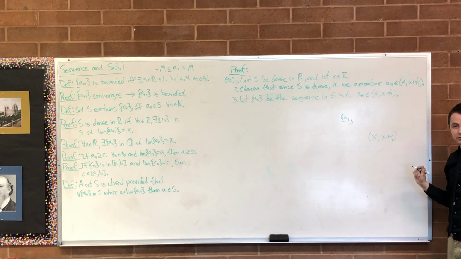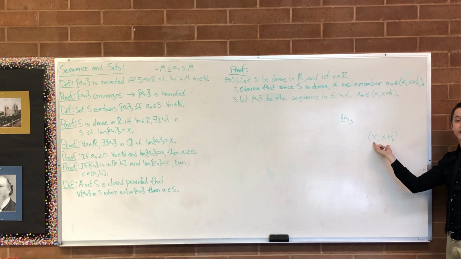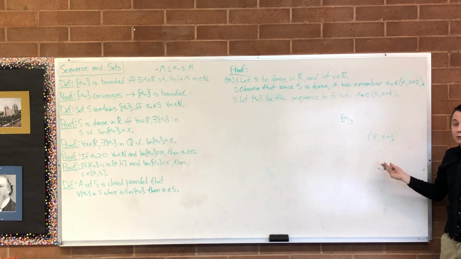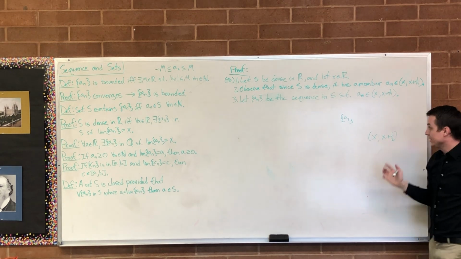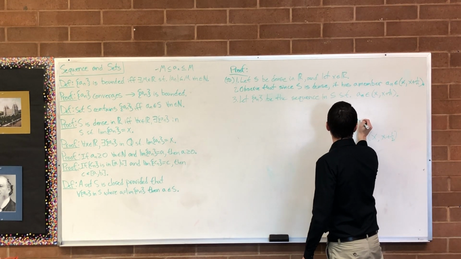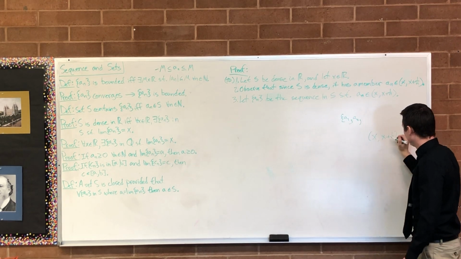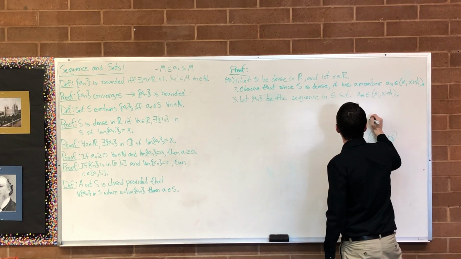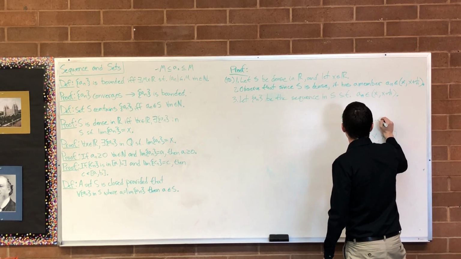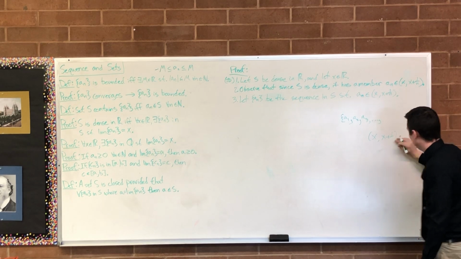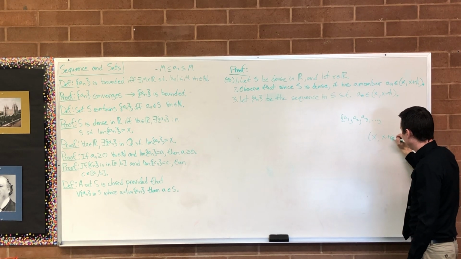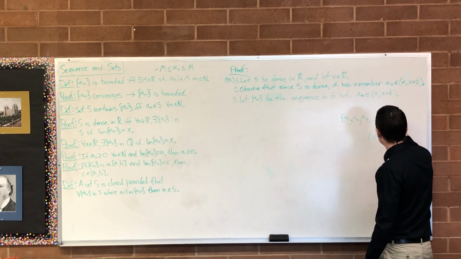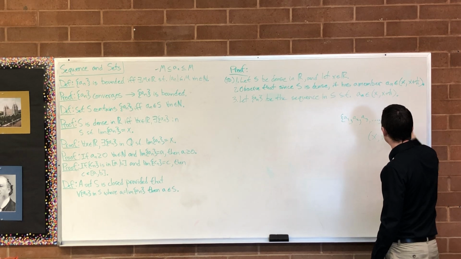Now what about x to x plus 1/2? That's an open interval. S is dense in R. Therefore, S has some member in there. Maybe it's the same thing as a_1, maybe it's something different. We don't care. Whatever the member is in there, call it a_2. Similarly, it has a member in here, call it a_3. Dot, dot, dot. Similarly, it has a member in the interval down here, and we'll call that a_100000.